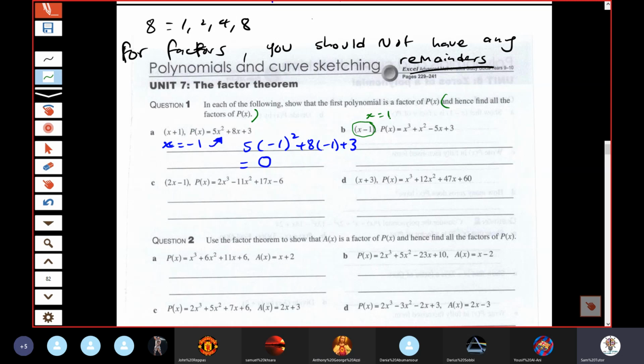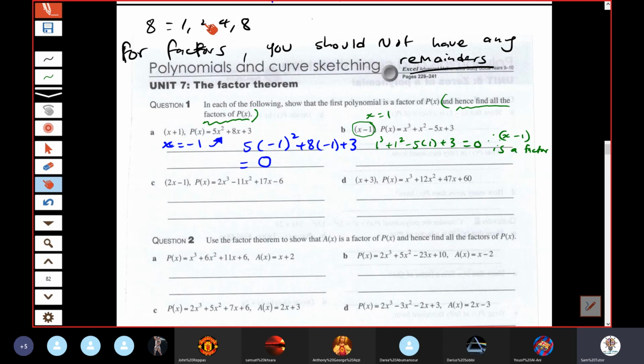So the way we show it's a factor is, we've got x minus 1, sub it in, you get 1 cubed plus 1 squared minus 5 plus 3. 3 plus 1 plus 1 is 5. 5 take away 5 is 0. Therefore, x minus 1 is a factor. For the part that says hence find all the factors, there's only one way to do that.